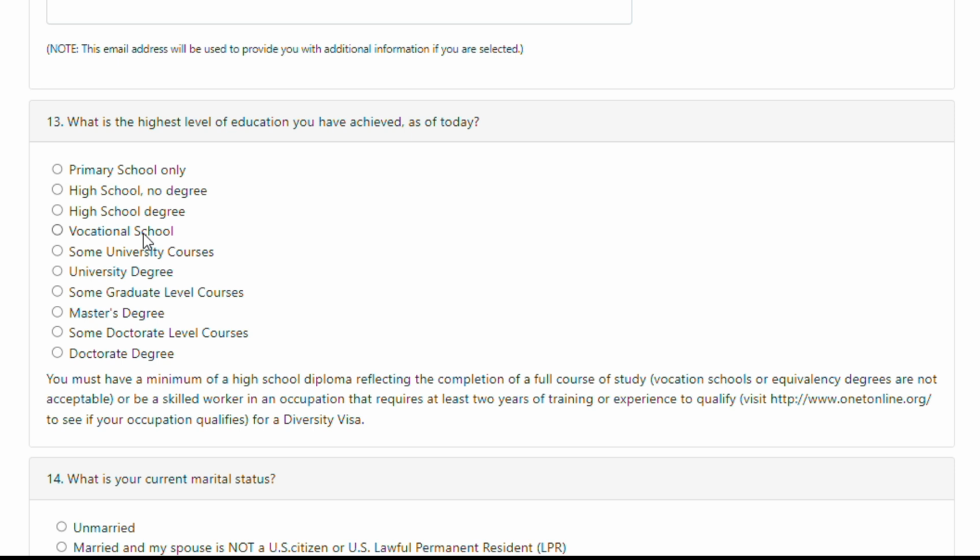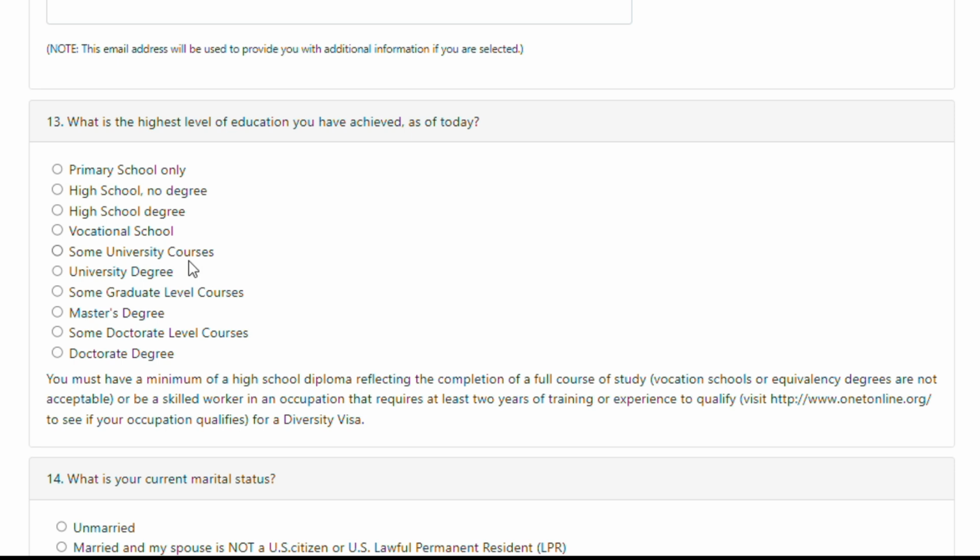Vocational school is if you are not able to achieve high school education, but you went on to go for a grade school. By that I mean you went for a vocational school, a technical skills school. You went to get the technical skills, even if you could not get the high school education. So if you did not get the high school education, but went on to a vocational school, your choice would be vocational school.